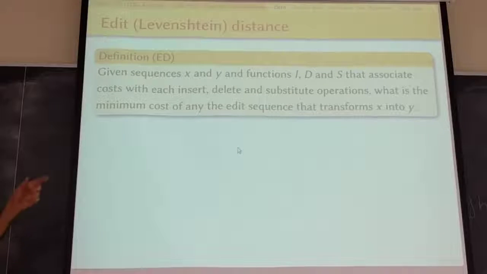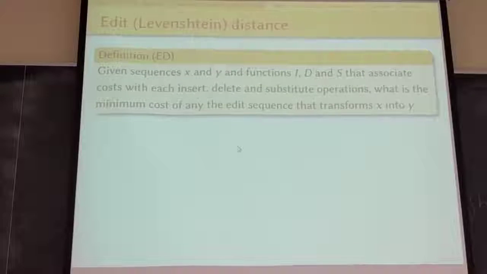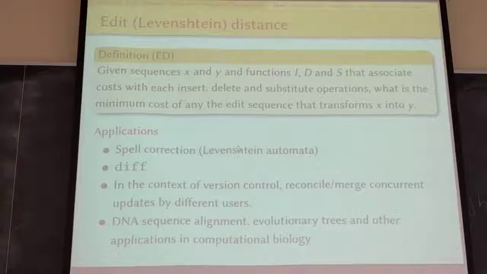But we don't say smallest number, because we can actually associate a cost with each insertion, deletion, and substitution operation. And then we can talk about the lowest cost edit sequence. Instead of talking about the number of inserts, deletes, and substitutions, we can say each insert costs a certain amount, each deletion costs a certain amount, and each substitution costs a certain amount, and then you add up all of these costs.